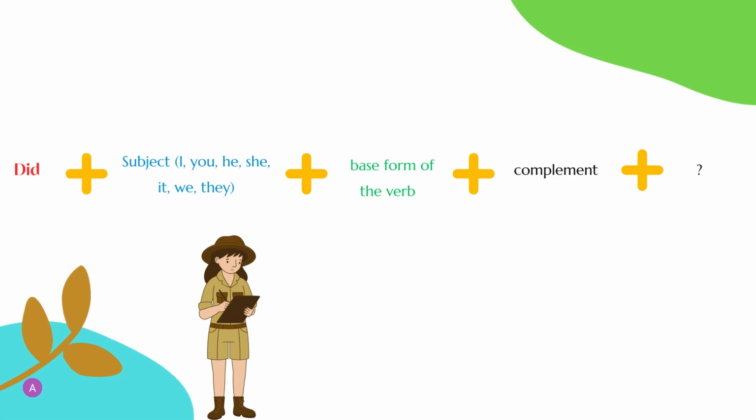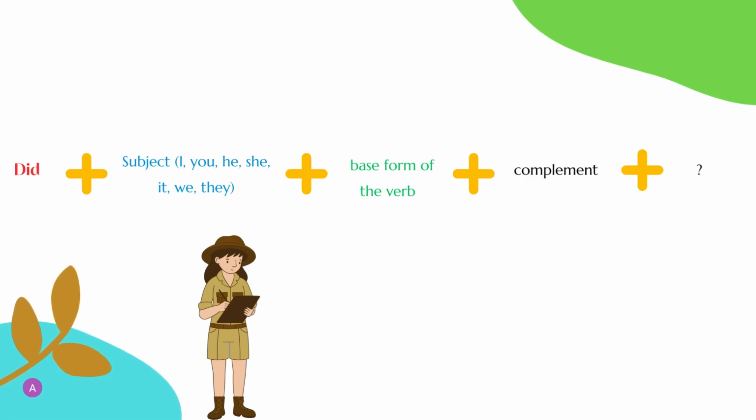Then, we use the base form of the verb. Remember, we don't use the past form of the verb because here, did already indicates the past. Finally, we can add additional information, also known as the complement.